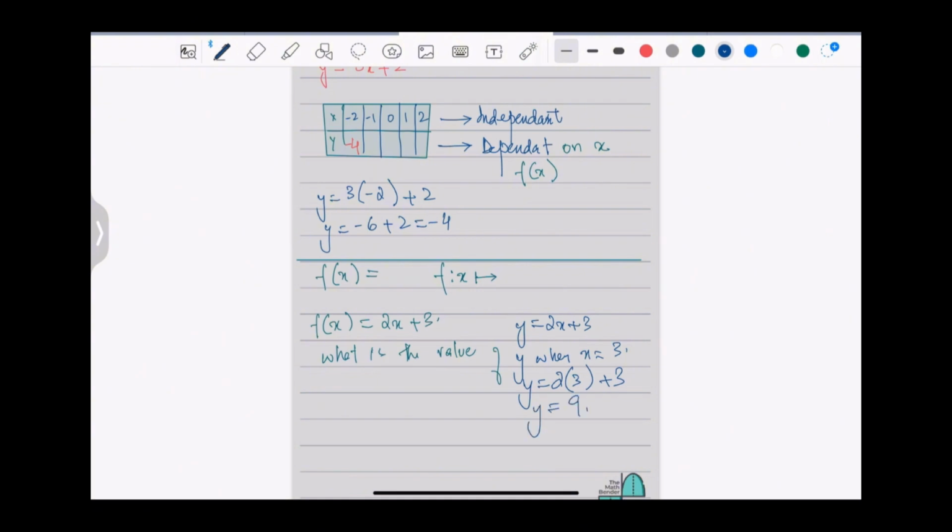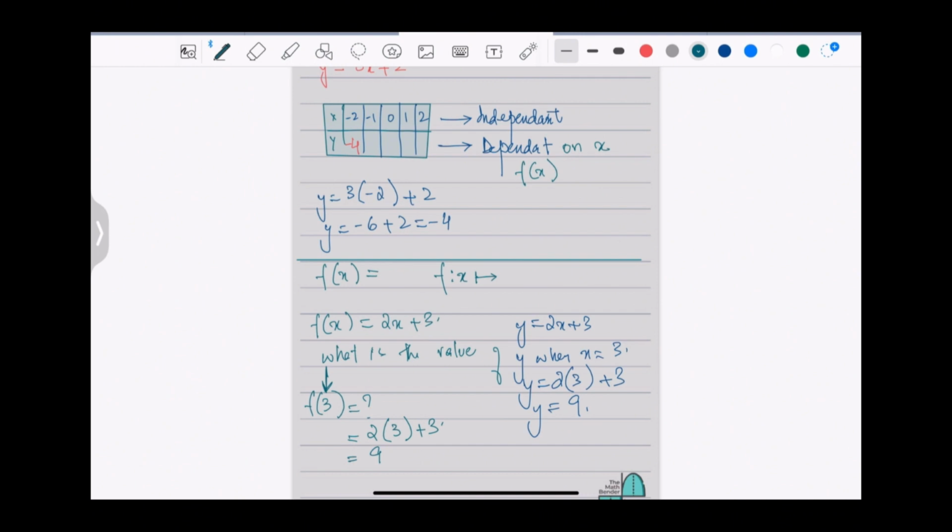The same question can be interpreted in terms of function as f of 3. Rather than I write down the whole statement of finding the value of y when x is equal to 3, I rather straight away write what is f of 3. So it is understood that when this input is instead of x, whatever is there in the equation, you replace it with that and you get 9.